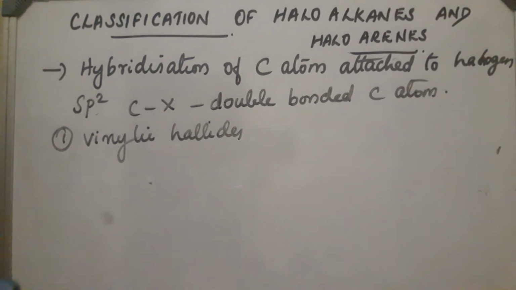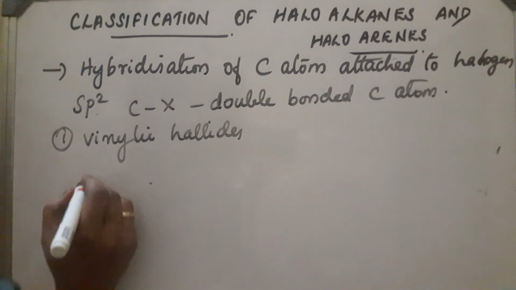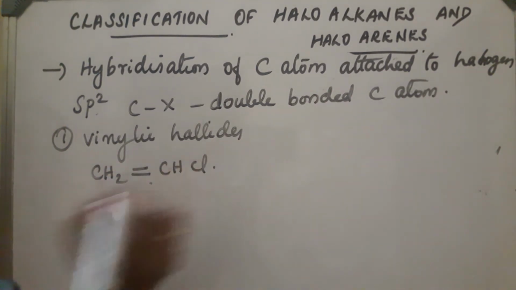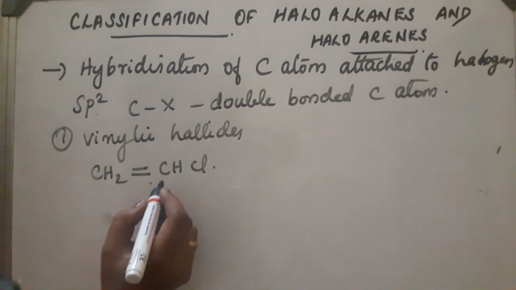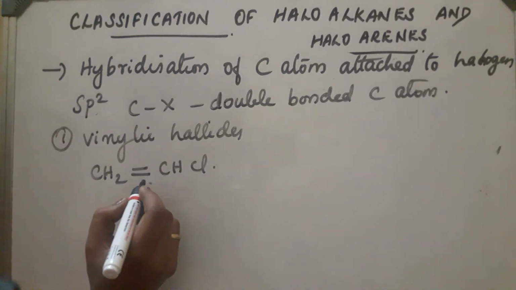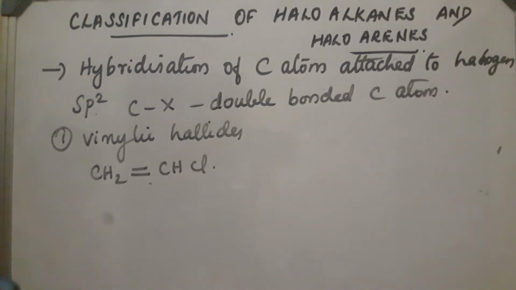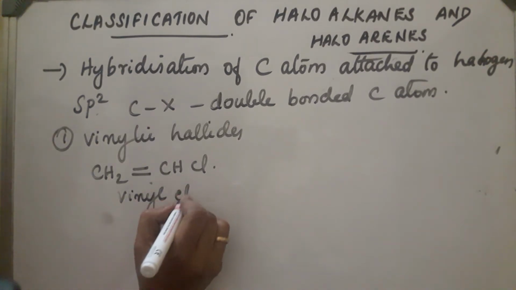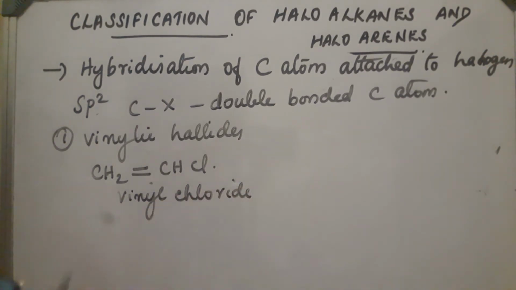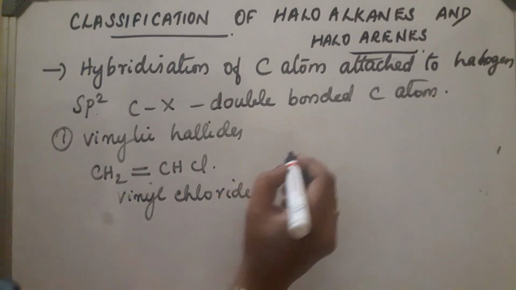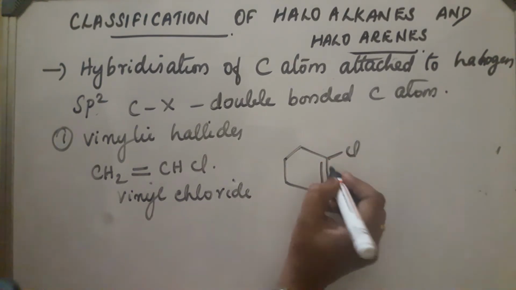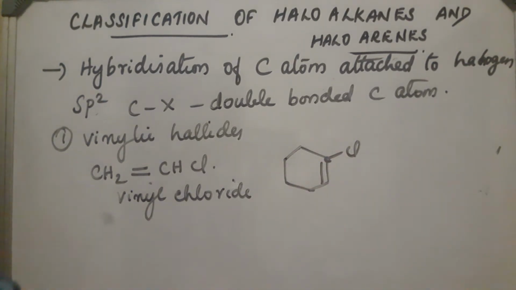Let us take some examples of vinylic halides. CH2=CHCl. In this case, we can see that the carbon atom attached to chlorine is sp2 hybridized. Such compounds are called vinylic compounds, and this compound is vinyl chloride. Another example: the chlorine is attached to a carbon atom containing a double bond. These compounds are called vinylic halides.